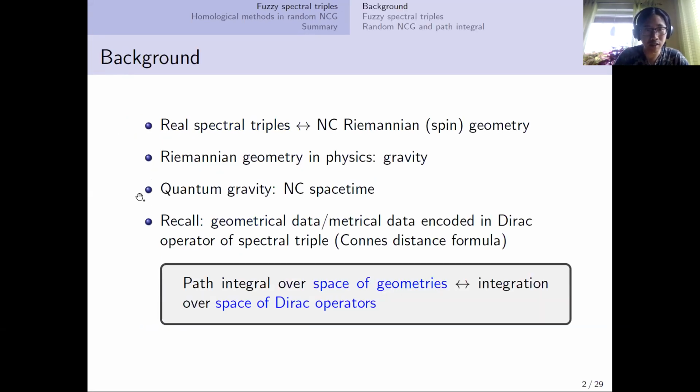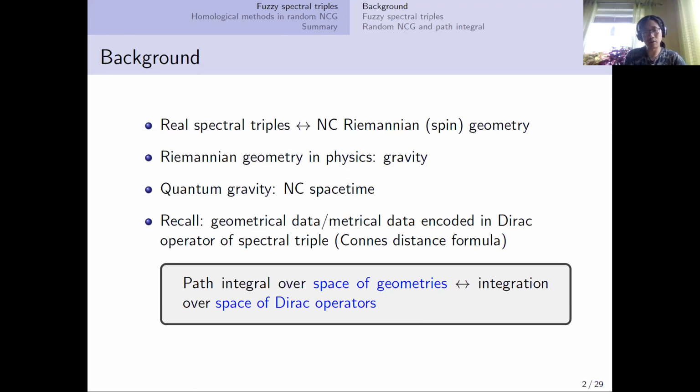All right, so let me first give you some background. As we probably know, real spectral triples correspond to non-commutative Riemannian spin geometry. Why this is interesting for physicists is that Riemannian geometry is related to gravity. Gravity is basically just described by Riemannian geometry. So it's not far off to think of these real spectral triples, which are non-commutative versions of Riemannian spin geometry, as describing something in quantum gravity. The idea is to take these real spectral triples as some kind of non-commutative space-time.